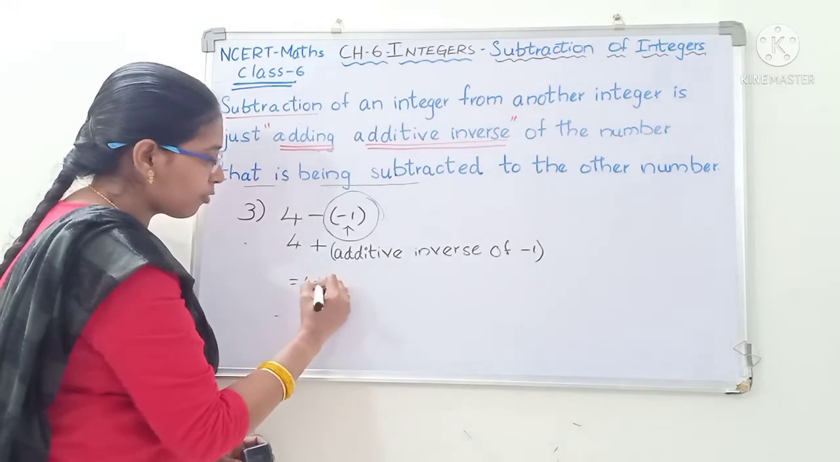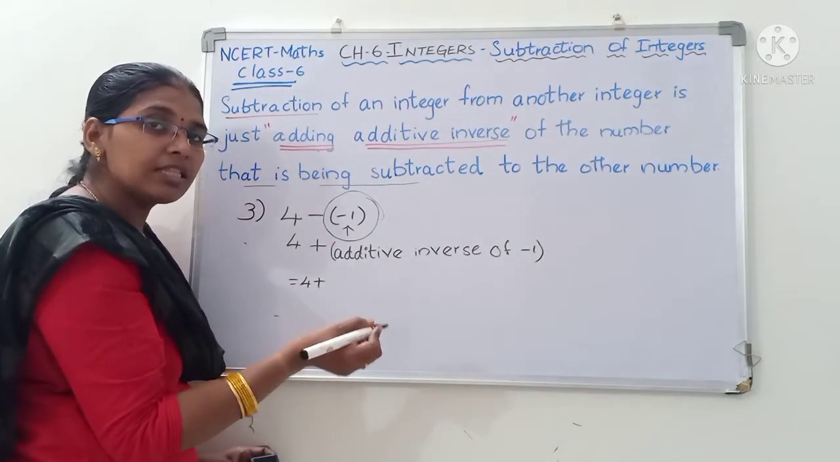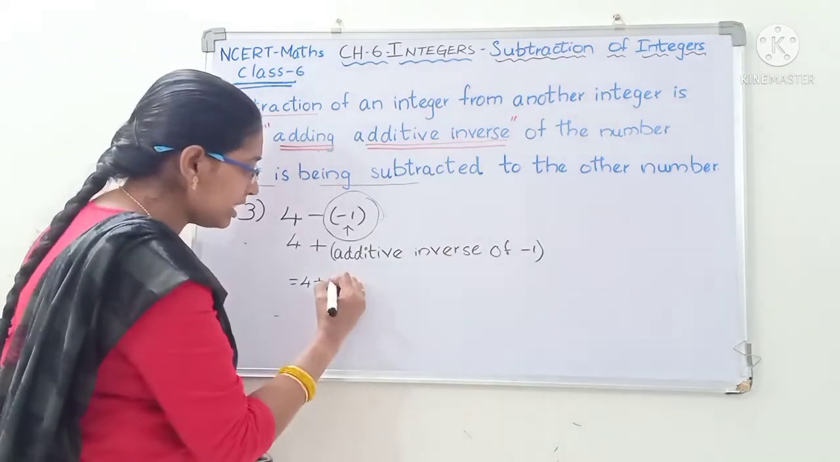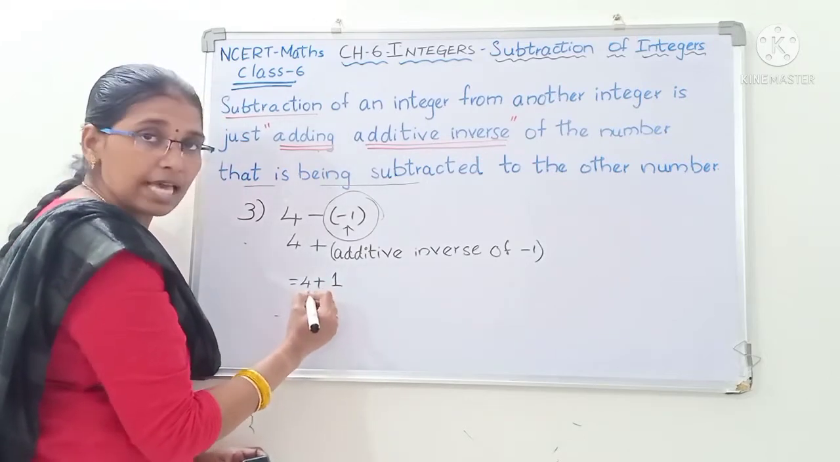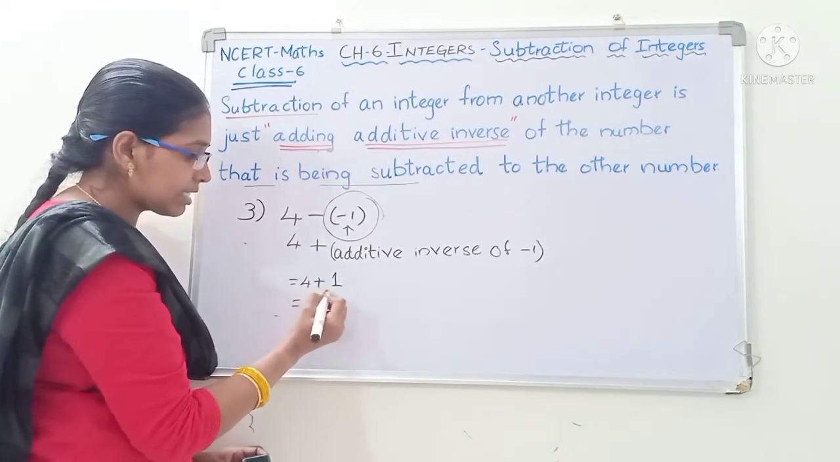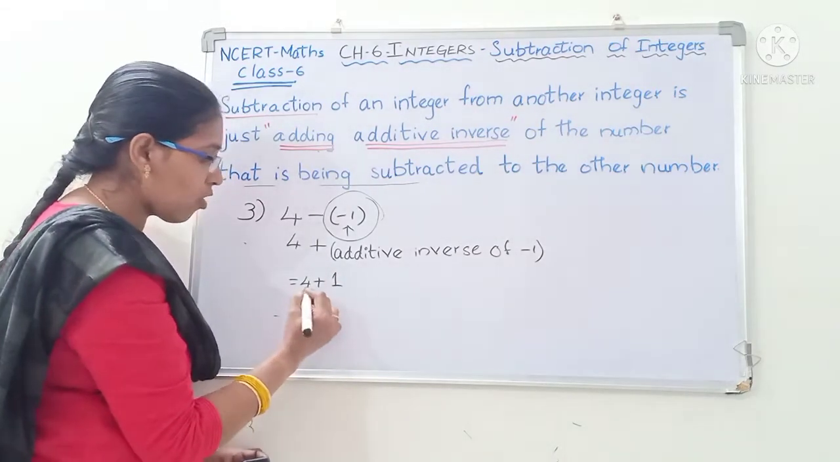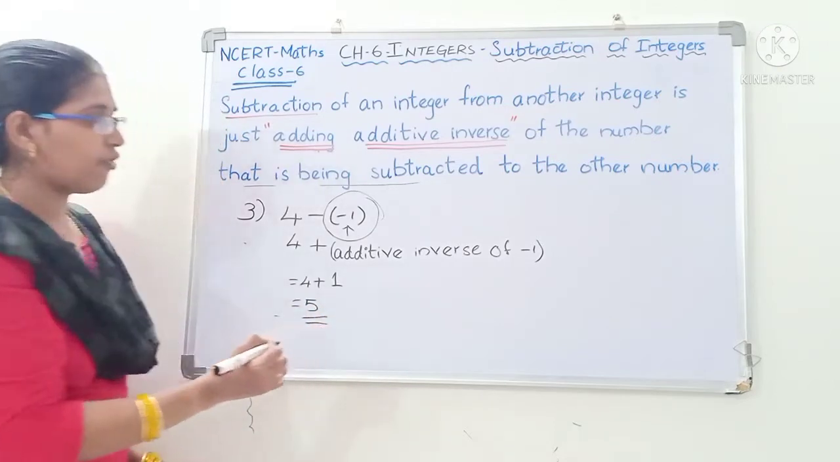What do you get? 4 plus. What is additive inverse of minus 1? Additive inverse is nothing but changing the symbol. Additive inverse of minus 1 is plus 1. So 4 plus 1 is, signs are same. Both number signs are same. Plus 4 plus 1. So you will just add 5. What is the common sign for these two numbers? Plus. So the answer you get is plus 5.